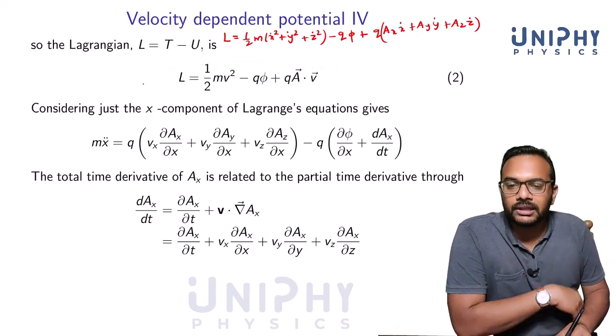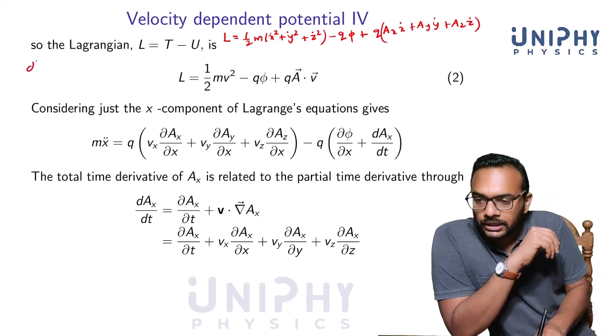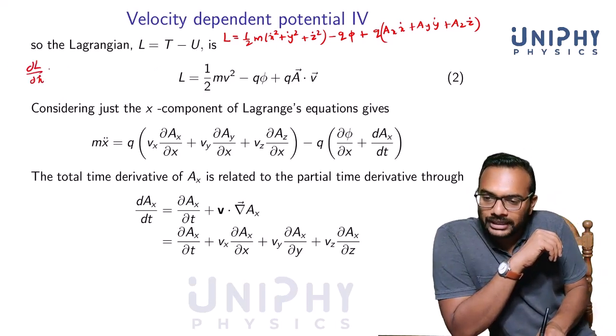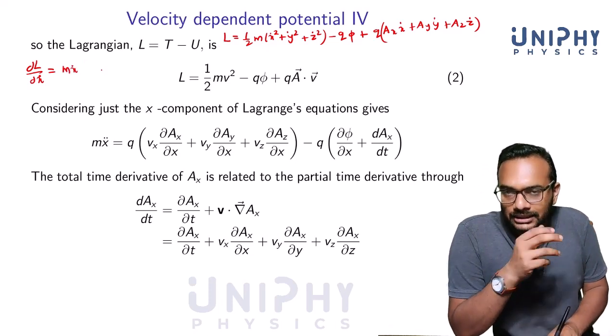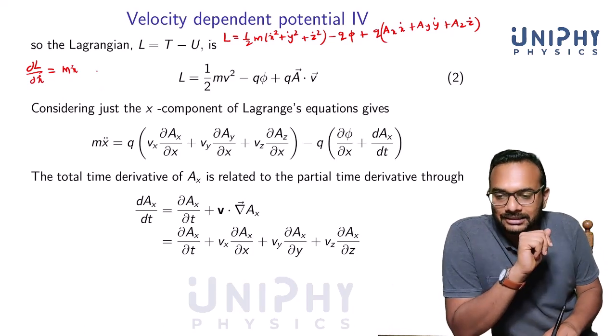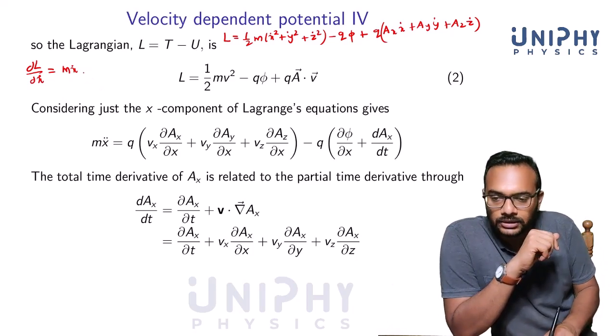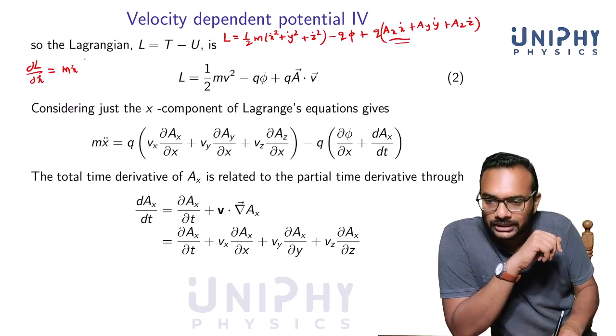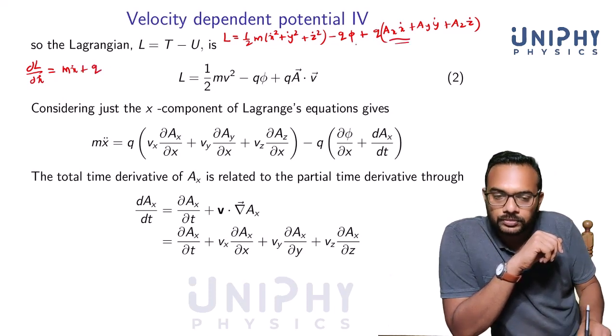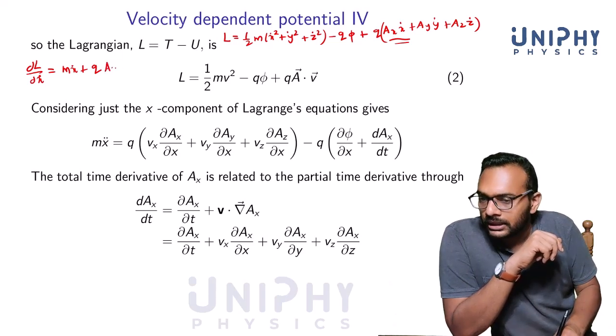You are very familiar with these things. We need to find dou L by dou x dot. What's dou L by dou x dot? Immediately we get m x dot from here. So let's do it only for the x component. The rest follow exactly in the same manner. So this is m x dot. And is there any other x dot here? Yeah, there's an x dot here. Don't forget that. So that's plus q Ax.